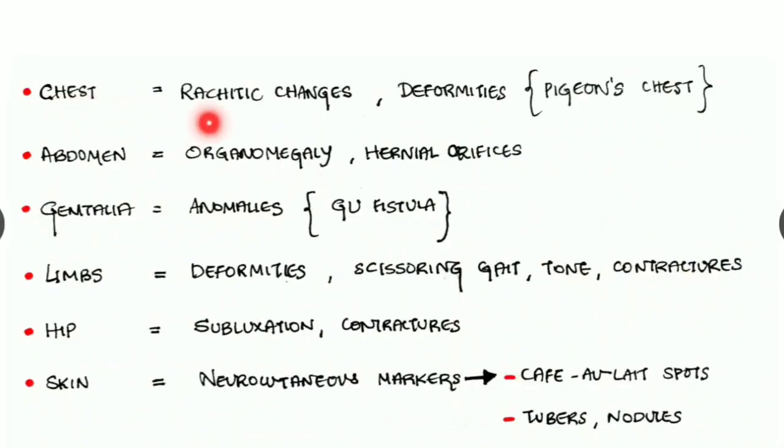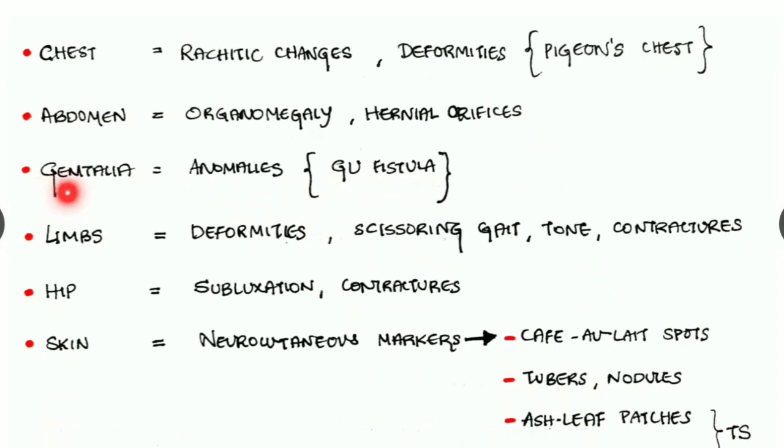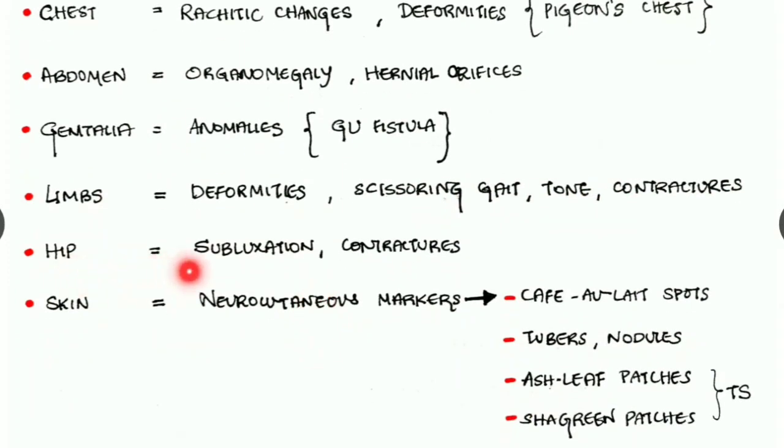In the chest, rule out rachitic changes, deformities like pigeon's chest, etc. In the abdomen, check whether there is any organomegaly and check out the hernial orifices. In the genitalia, you can expect some anomalies like genitourinary fistula. In the limbs, check for any deformities, scissoring gait, tones, and the contractures. In the hip, you can expect subluxation and contractures.